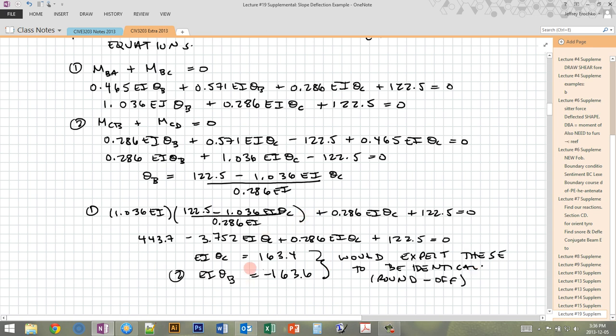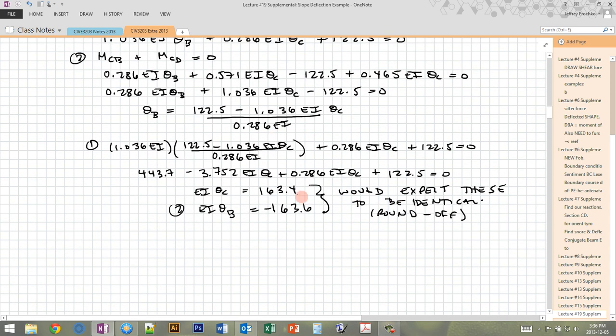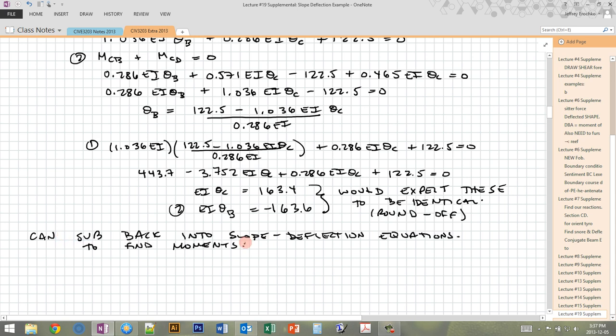Now, since we have a symmetric case, we would expect the rotation at C and the rotation at B to be identical, but they're not quite, just because of round off. Well, one should be positive and one should be negative. So now we have solved effectively. We know EI, right? We're just going to leave it in terms of EI. But we've solved effectively for the rotations theta B and theta C. And now we can sub those back into the slope deflection equations to find our actual moments.